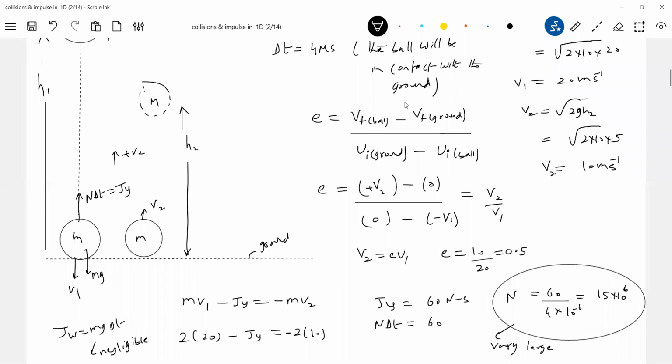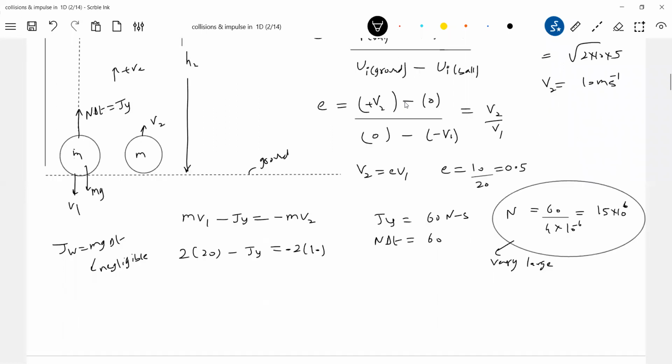Okay, so this is some general idea. So let's take some problems related to vertical collision only. Few more problems we will take. Then I'll go for the basic impulse one.